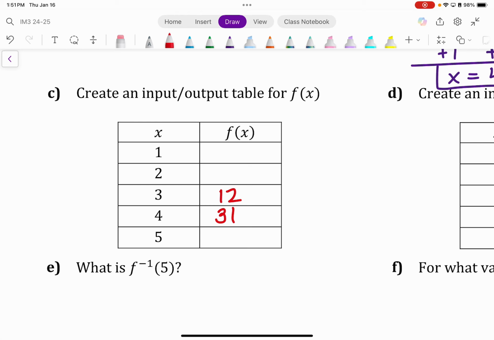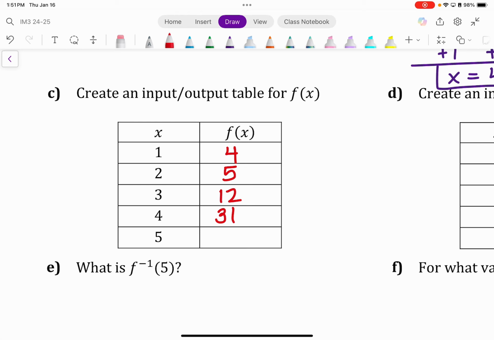So anyone for f of 1? Anyone in these two tables? What is f of 1 equal to? F of 1 is equal to 4. Very good. Okay, let me see from these two tables. Anyone for f of 2? What is f of 2 equal to? Anyone here? Atticus. 5.